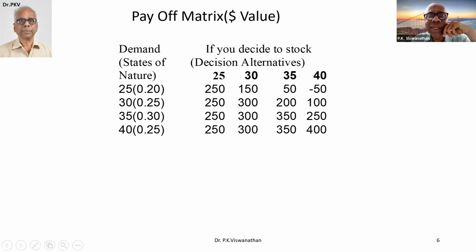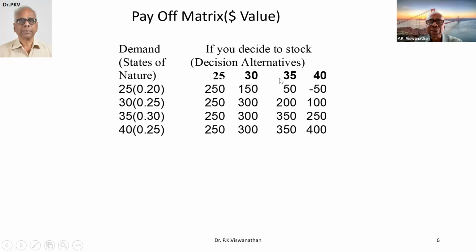Now, demand is 30, stock is also 30. I make $300, 30 into $10. Demand is 30, stock is 35. Again, I can sell only 30, therefore $300 here, $300 here.